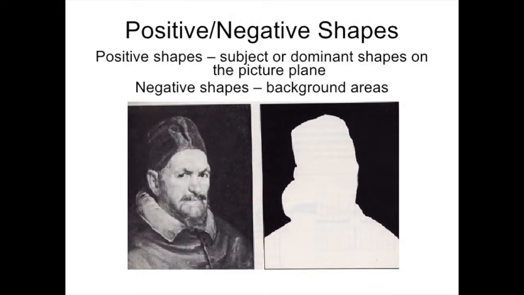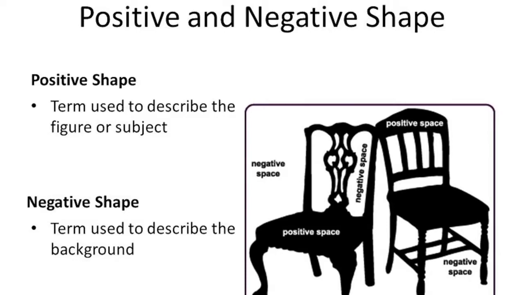Positive and negative shapes. Positive shapes are the subject or the dominant shape on a picture plane. So like this portrait would be a positive shape. The negative shape is all the background areas. So the cutout and the hole in the page would be considered the negative shape. So positive and negative shapes.